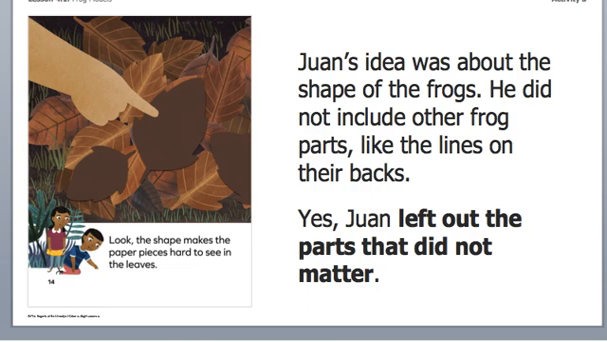Yes, Juan left out the parts that did not matter. There are other parts of a frog that he could have included in his model, but those were not important for explaining his idea. Only the shape was important for explaining his idea about shapes.